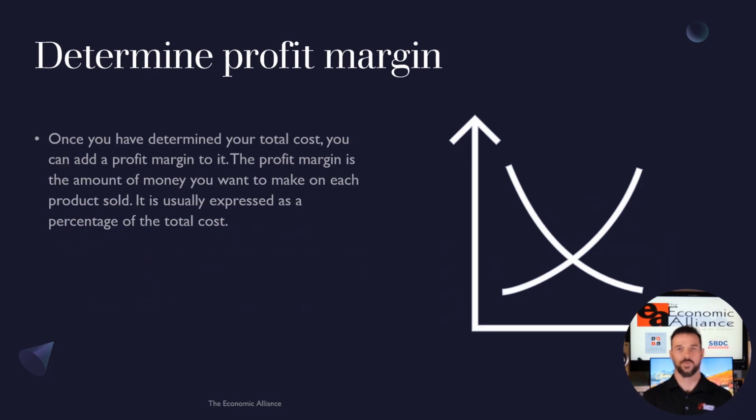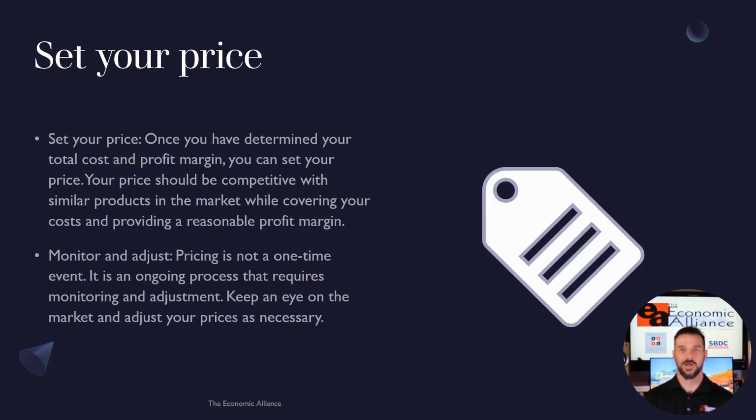Once you have determined your total costs, you can add a profit margin to it. The profit margin is the amount of money you want to make on each product sold. It is usually expressed as a percentage of the total cost. Once you have determined your total cost and profit margin, you can set your price. Your price should be competitive with similar products in the market while covering your costs and providing a reasonable profit margin.